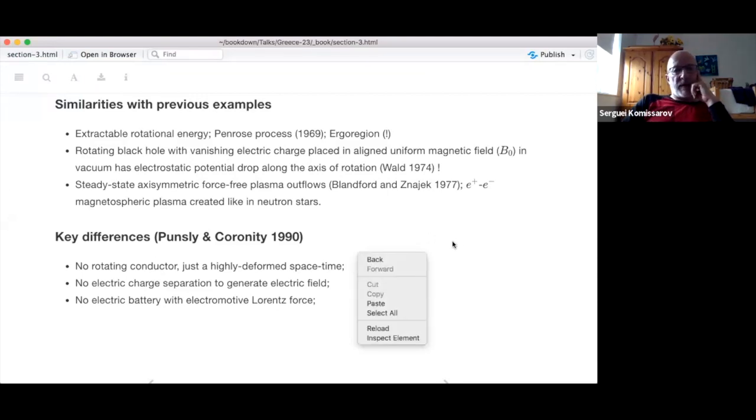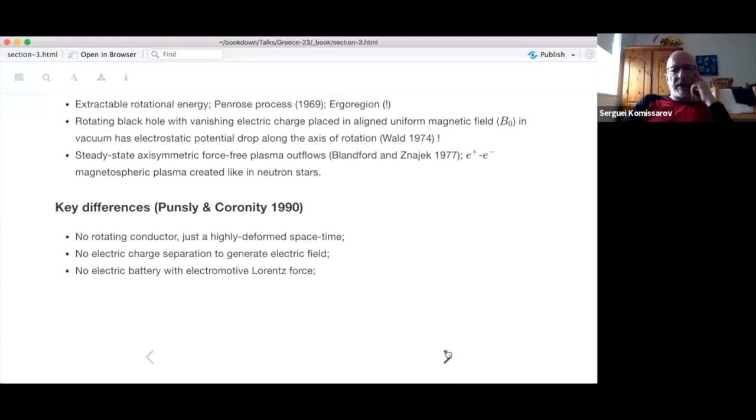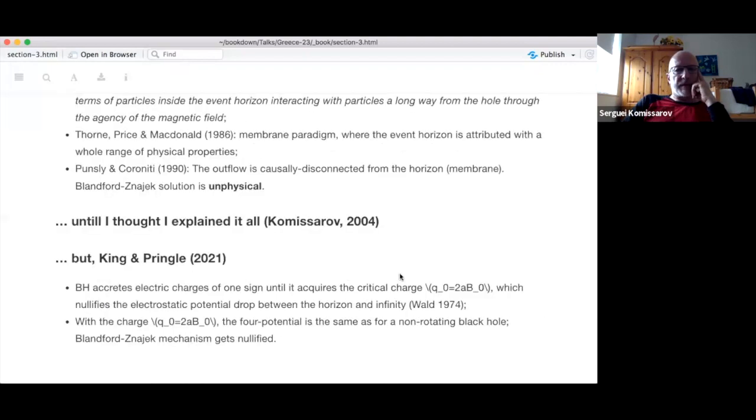In the case of the black hole, we don't have any rotating conductor. So a black hole is not a rotating conductor. All we've got is just a highly deformed space-time. And as there's no conductor, there's no electric charge separation to generate the electric field, and there's no electric battery with electromotive Lorentz force. So this is clearly very different from all the previous examples.